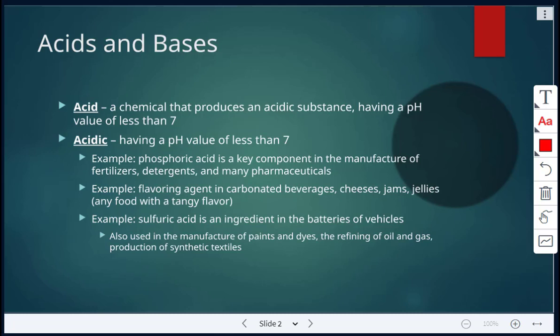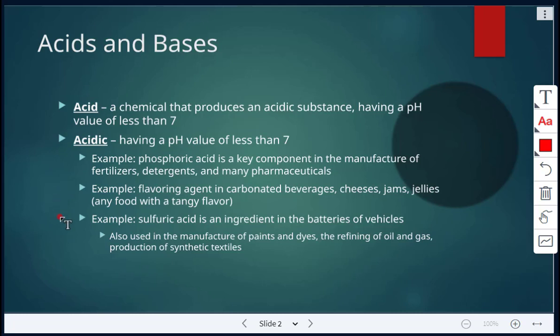So an acid is a chemical that produces an acidic substance, and it will have a pH value of less than 7. So anything acidic has a pH value of less than 7. Some examples here: phosphoric acid, a key component in the manufacture of fertilizers, detergents, and pharmaceuticals. Another example is the flavoring agent in carbonated beverages, cheeses, jams, and jellies. So any food with a tangy flavor.